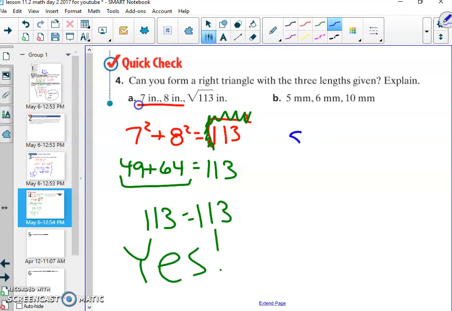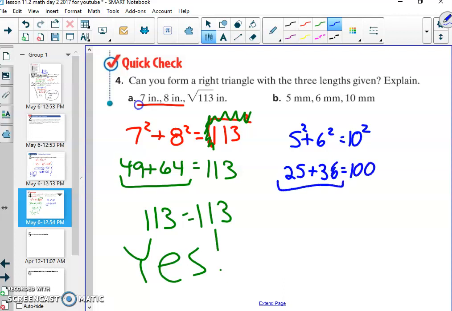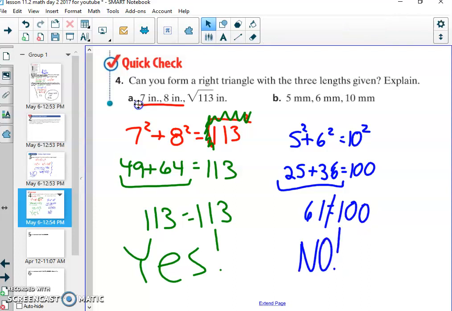Same thing here. The legs are the two short sides, squared. Hypotenuse is the long side, squared. Do my math. 25 plus 36, 100. 25 plus 36, 61. Does 61 equal 100? No way. No. I cannot make a right triangle with those three lengths. So, we're just using the Pythagorean theorem to prove if a triangle is a right triangle or not.